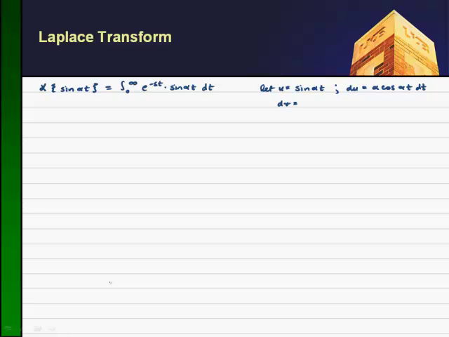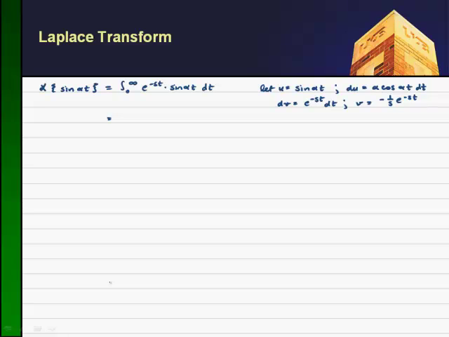And since u is the sine of alpha t, I'll let dv pick up everything else, e to the minus st dt. And v is going to be the integral of e to the minus st dt, so I'll just get minus 1 over s e to the minus st.